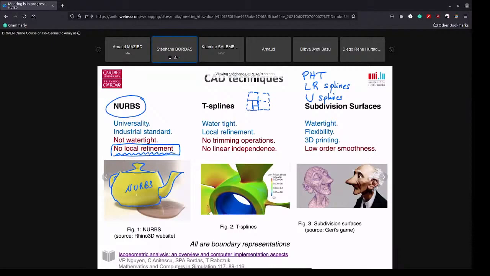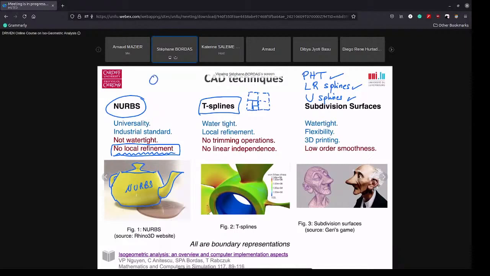So then I'm telling you, maybe you can use T-splines, which are used commercially, but much less. Or you can use PHT splines, which are probably not used at all commercially, and LR splines, which are probably also not so much used, and U splines, which start to be used. But okay, how do I reconcile the two?